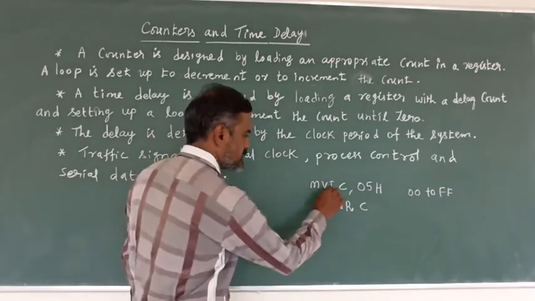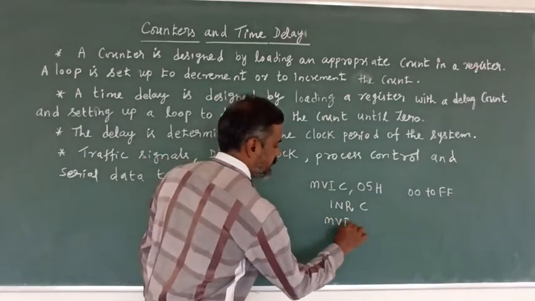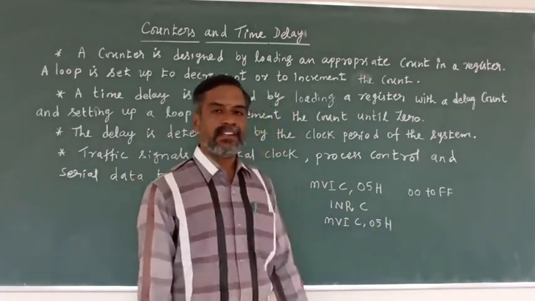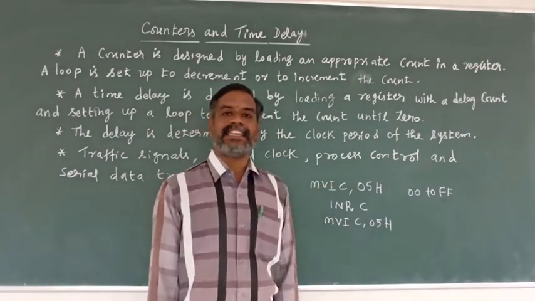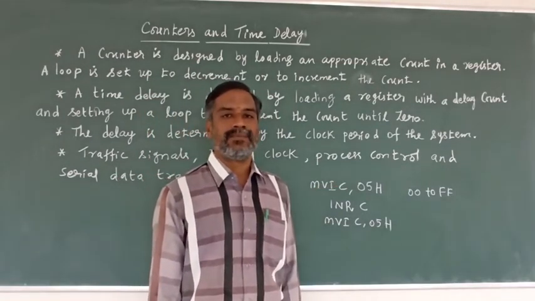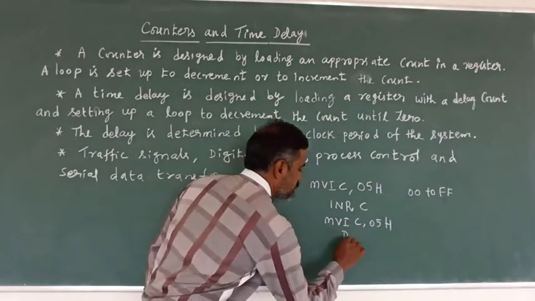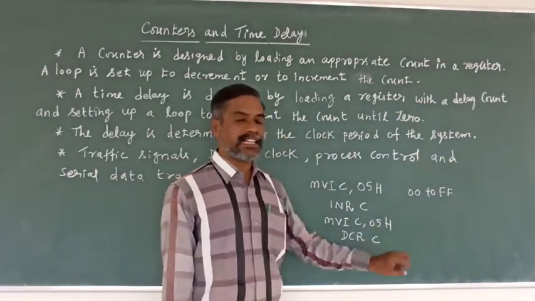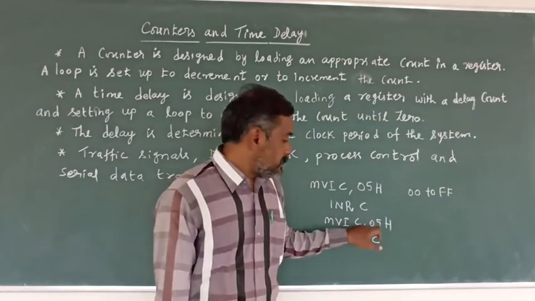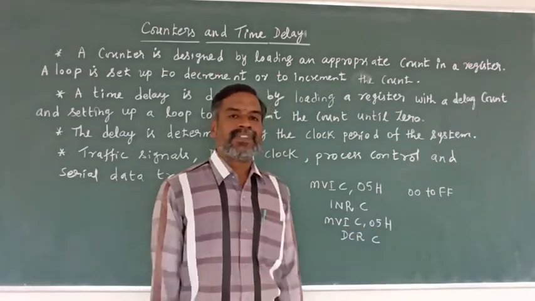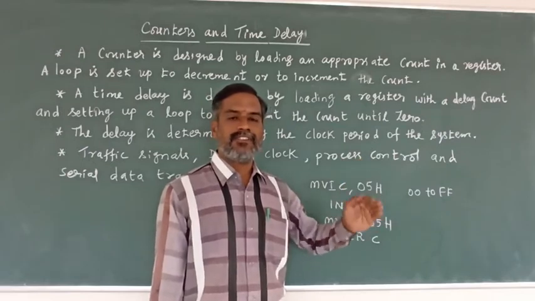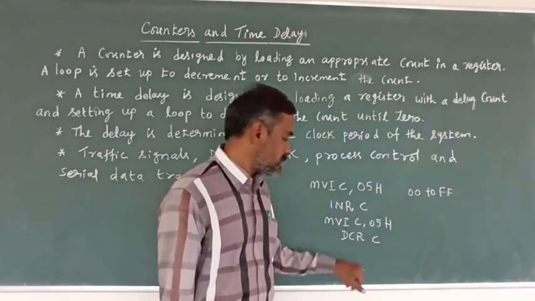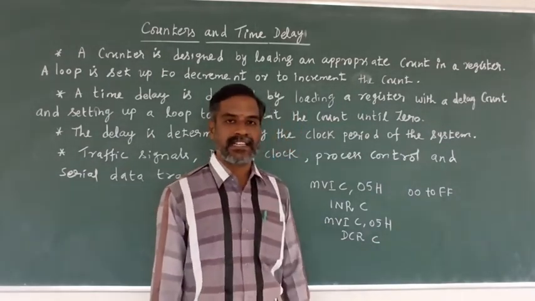Second one, same thing, we can use MVI C, 05. Now the C register holds 05. Now to decrement the C register value till 0, for that we can use DCR C. DCR C means it will decrement the C register content from 05 till 0: 05, 04, 03, 02, 01 and 00. For that we can use the decrement instruction.